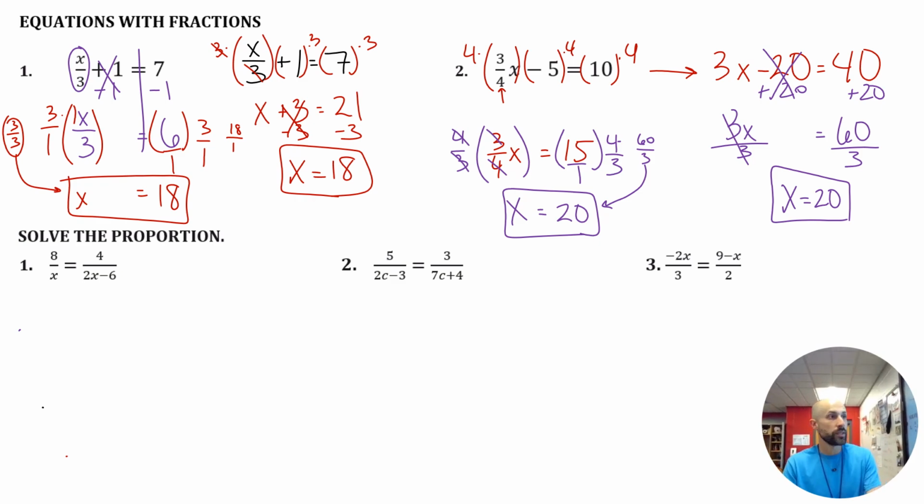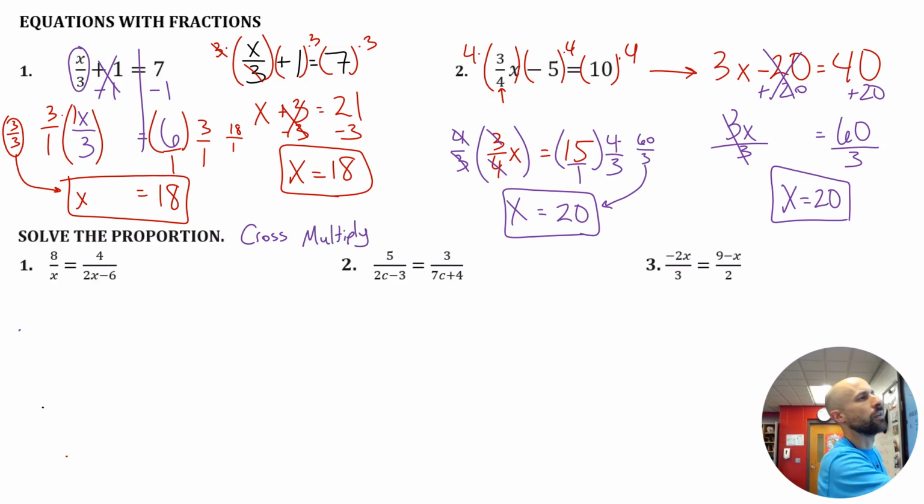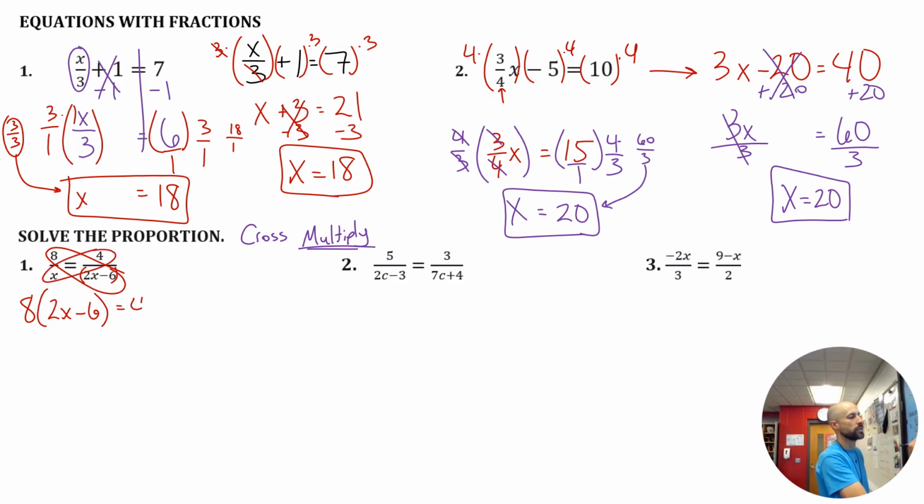Okay, for proportions, notice there are fractions, but we handle proportions by cross multiplying. Multiplying being the key there. For this first one, I can see I have a fraction set equal to a fraction. So I'm going to put parentheses around the 2x minus 6 to group those together. And then I'm going to set up my cross multiplying. So 8 times 2x minus 6 equals 4 times x is 4x. So that's the cross product. That is cross multiplying. And now we just need to follow through with the distributing and solving from there.